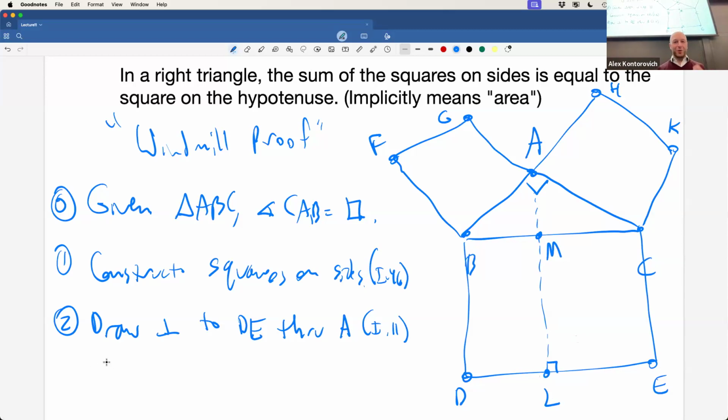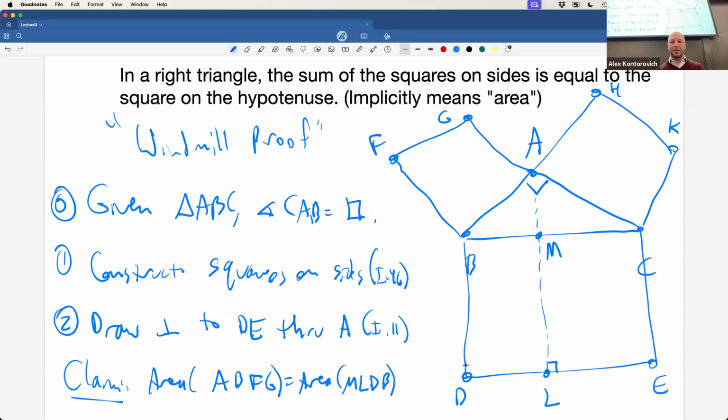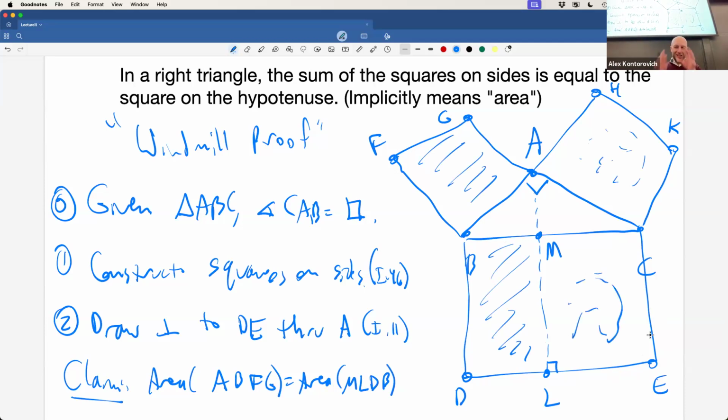Okay. And the reason he's drawing this is really so you see why it's called a windmill proof. Here's the claim: the area of the square ABFG is equal to the area of the rectangle MLDB. This area, he claims, is equal to that area. And the same argument will tell us that that area is equal to this area. So he's explicitly showing you how the bigger square is the sum of the two smaller squares in area.